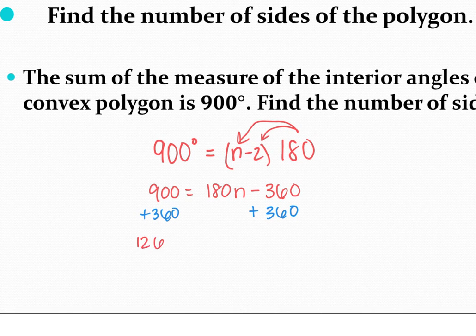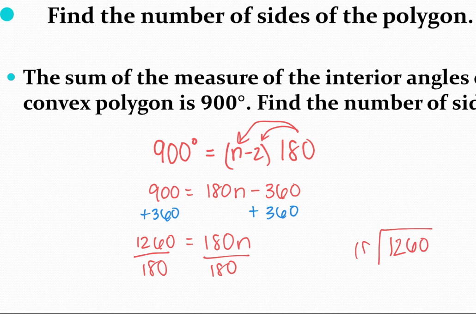1200. And on the right? Mm-hmm. And then you have to divide by 180. All right, here we go. 1,260 divided by 180.